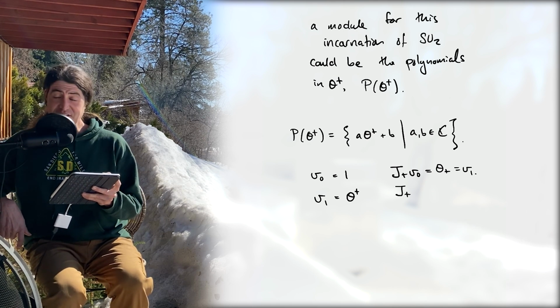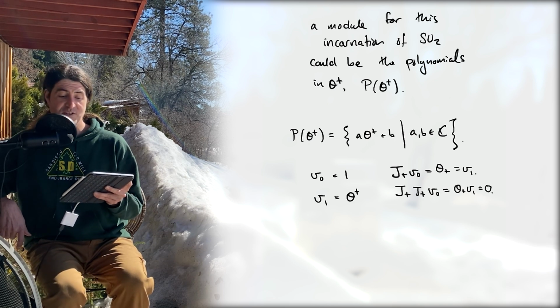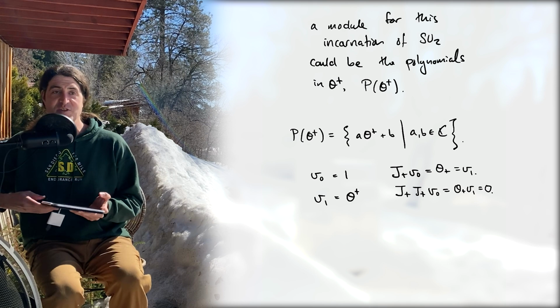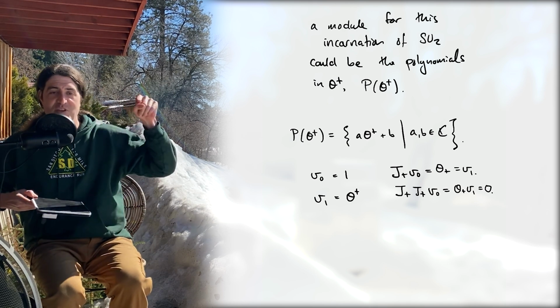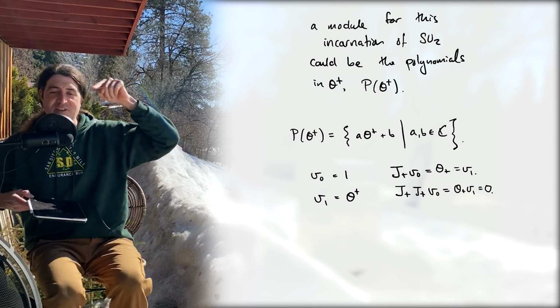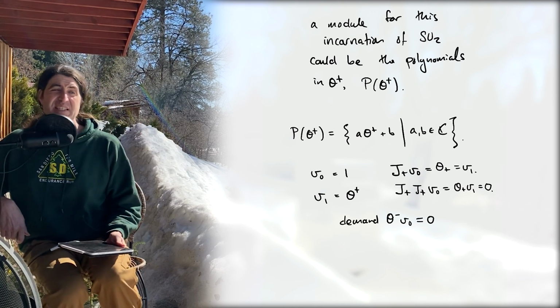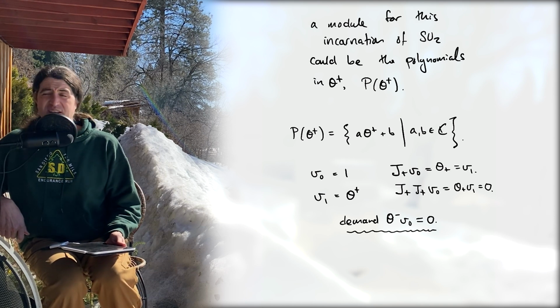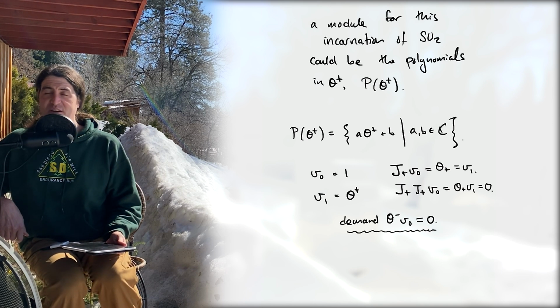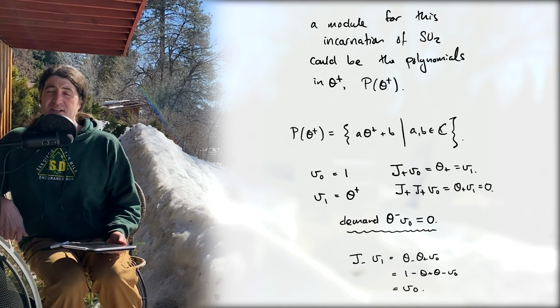Acting on it again with another j plus, we find 0. It vanishes. So, okay, good. On our irreducible representation, we can bounce back and forth between 1 and theta plus, and that's it. That's all we can get in either direction. So this demands that the action of theta minus on v0 be 0. That might seem kind of ad hoc at this time, but sure, let's define it that way, and therefore we have a consistent representation. But in the future, we will see how this actually makes a lot of sense.